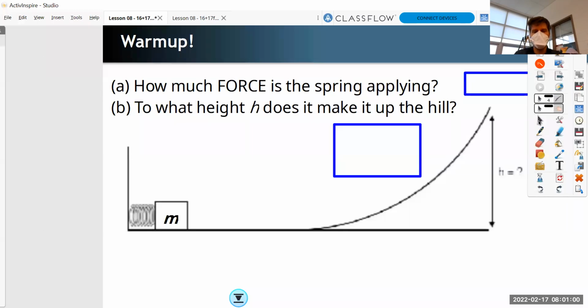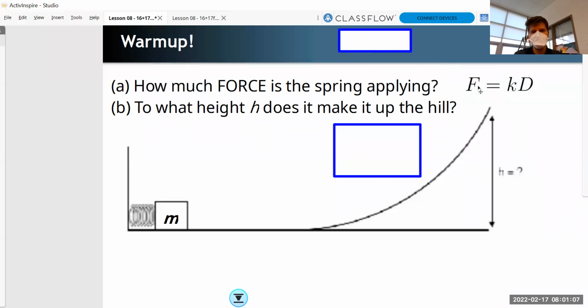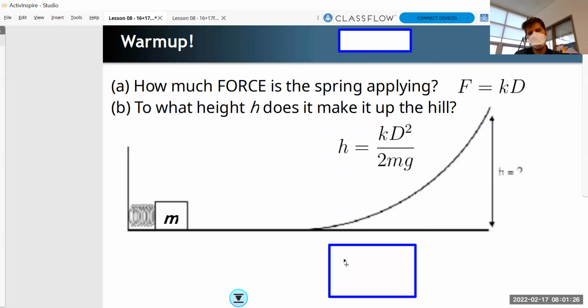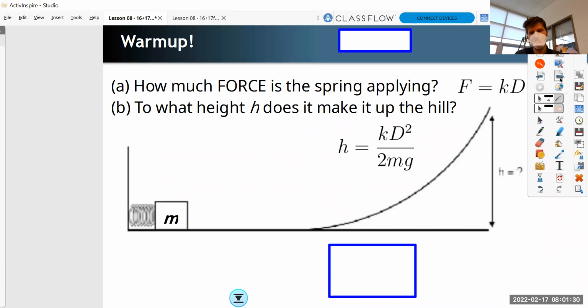So let's talk about our warm-up. We've had a little bit of time to work on that. How much force is the spring applying? Well, we know that springs apply a force equal to K times how far they're stretched or compressed. So KD would be the force there. If I want to know the height that it makes it up the hill, I start with 1/2 kx squared worth of potential energy, and I end with mgh worth of gravitational potential energy. So if I solve for h, I get kd squared over 2mg. In fact, today is going to be all about that trade-off of energy.